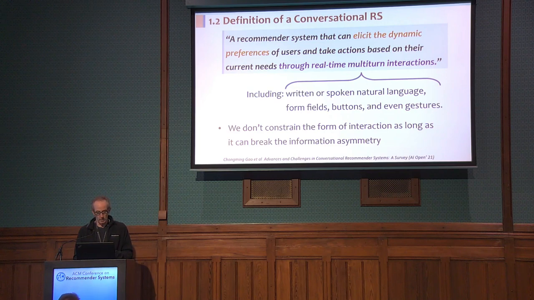And so the interactions can take many shapes. They could be spoken, they could be written, they could be just clicks on a certain menu of options. We don't constrain this to any particular type of interaction. We're just looking for any signals that might help us break the information asymmetry.